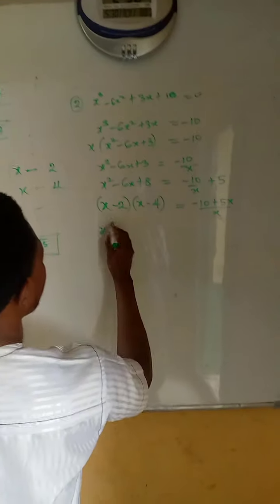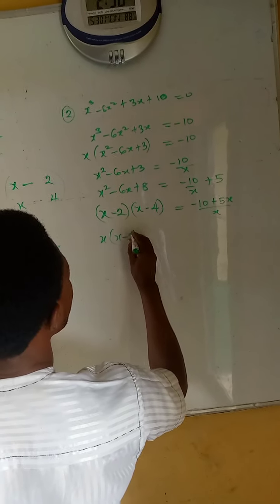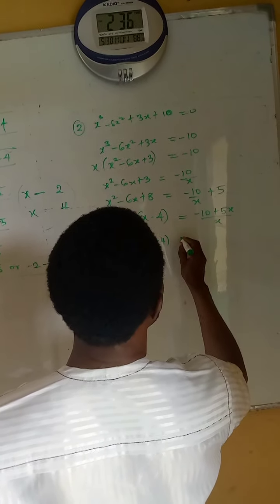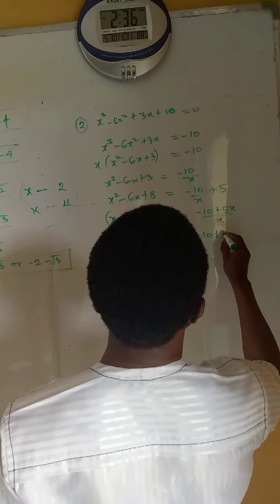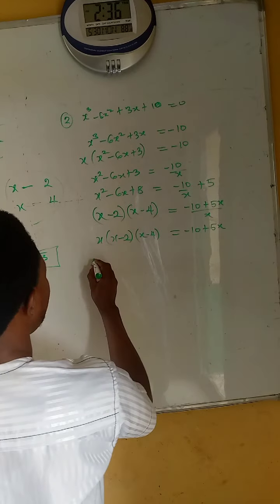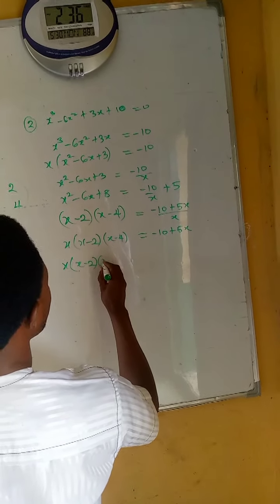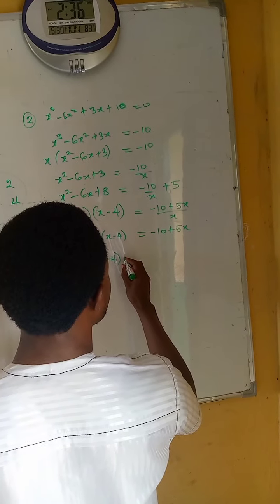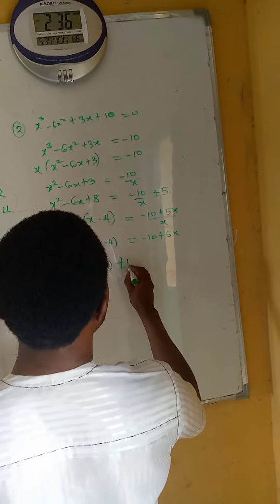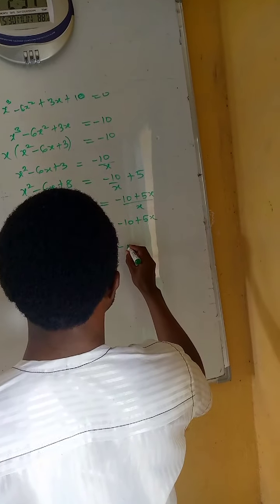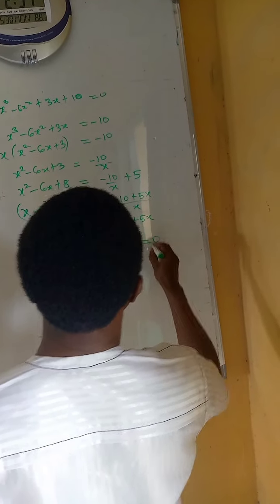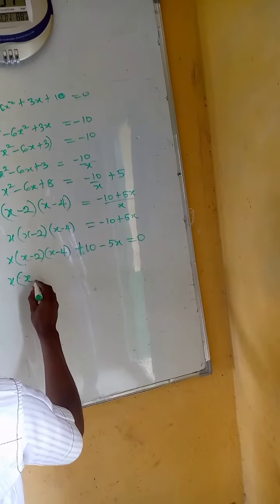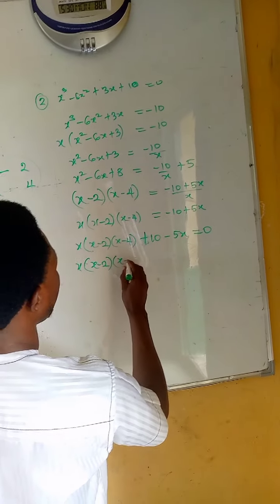So we can take this x back. Now x times (x minus 2) times (x minus 4) equals minus 10 plus 5x. Now let's take this one to the other side. We have x into x minus 2 into x minus 4, plus 10 minus 5x equals 0. Now minus 5 is common. Let's take minus 5 out.